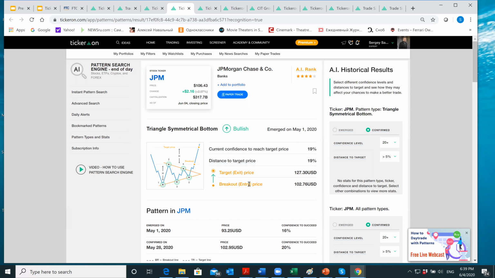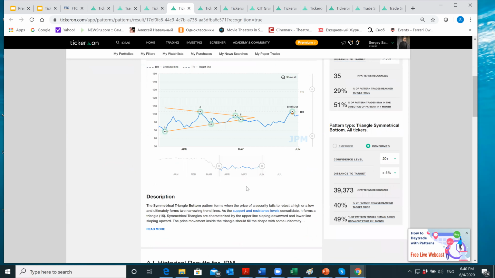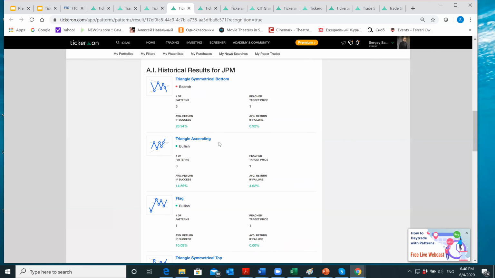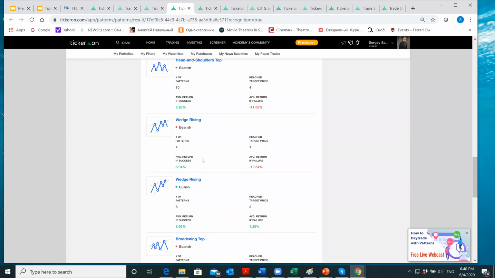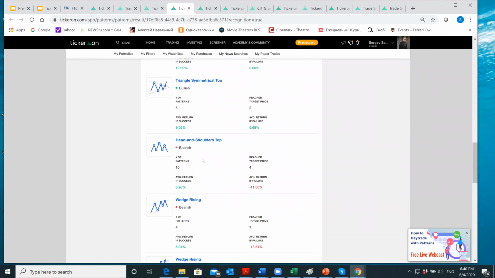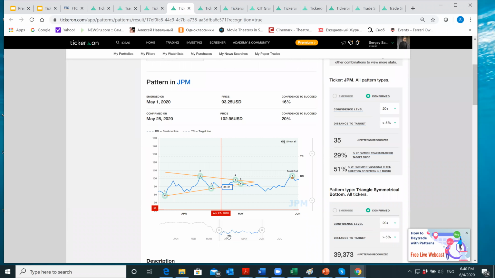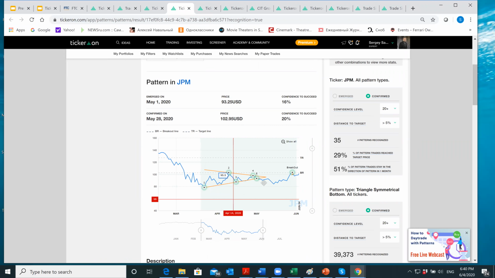As you can see, it's a breakout entry price of $102, and then it gets to 127. You can make 19% on this trade, but what you're going to see is that the confidence is not very high. To see other trades of JP Morgan with different patterns, you can see these are the results. JP Morgan is not that bad on trading with patterns, and that's a good indicator. It's a consolidation, it's a breakout, and most likely it's going to go up.